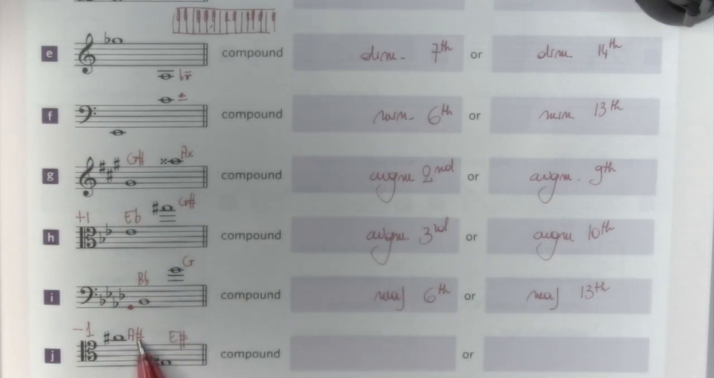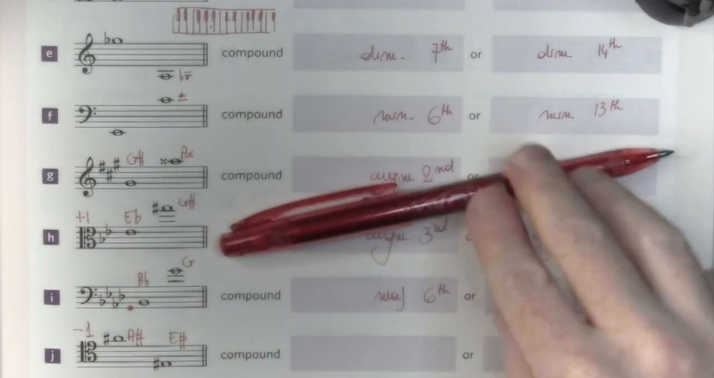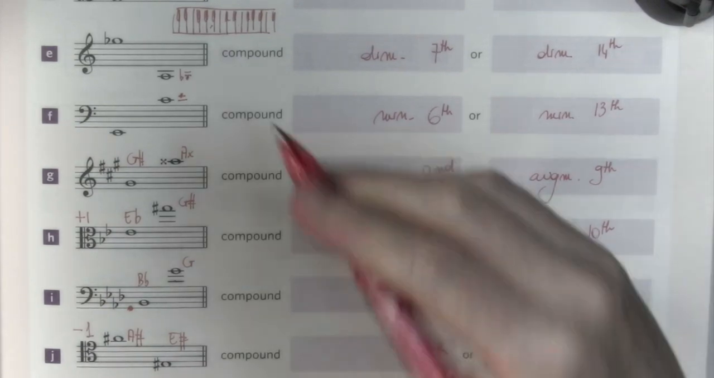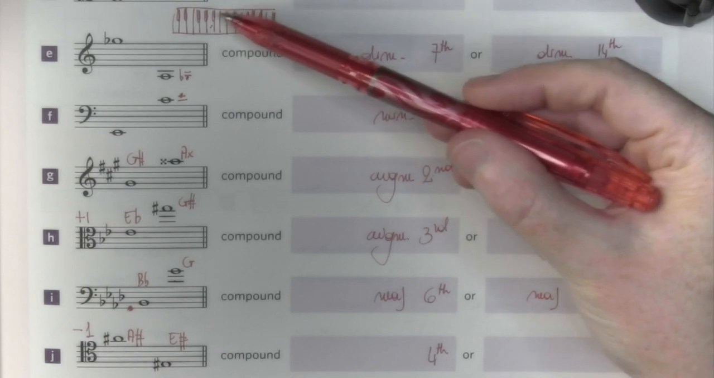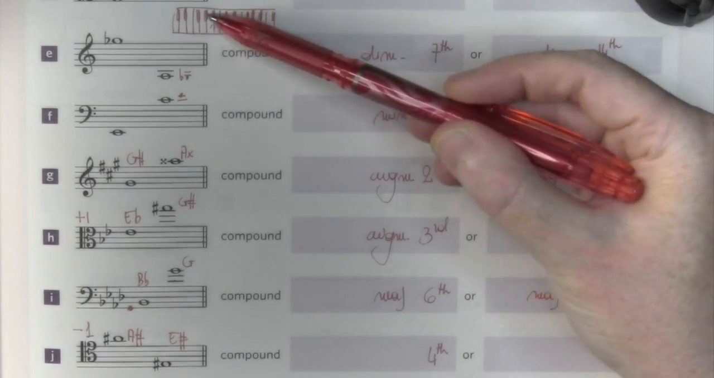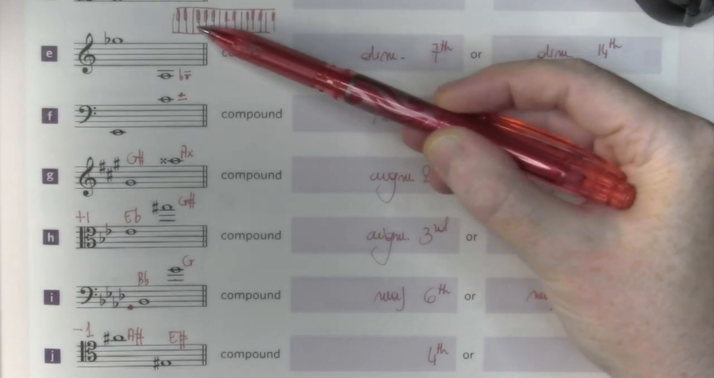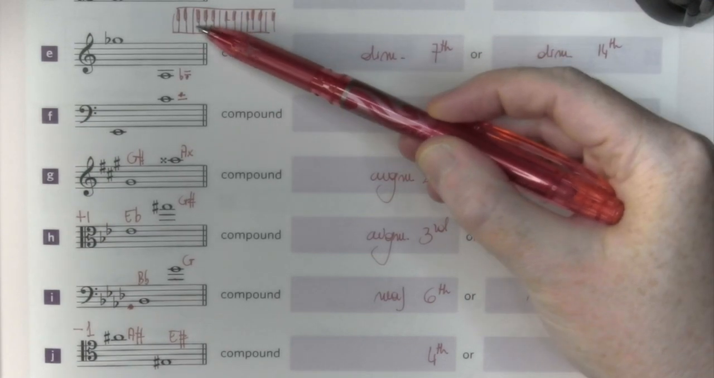Now, la sharp, la mi is a fourth. Mi, fa, sol, la. A perfect fourth is two tones and a half. So from la sharp, one, two and a half. And this note is in fact mi sharp.